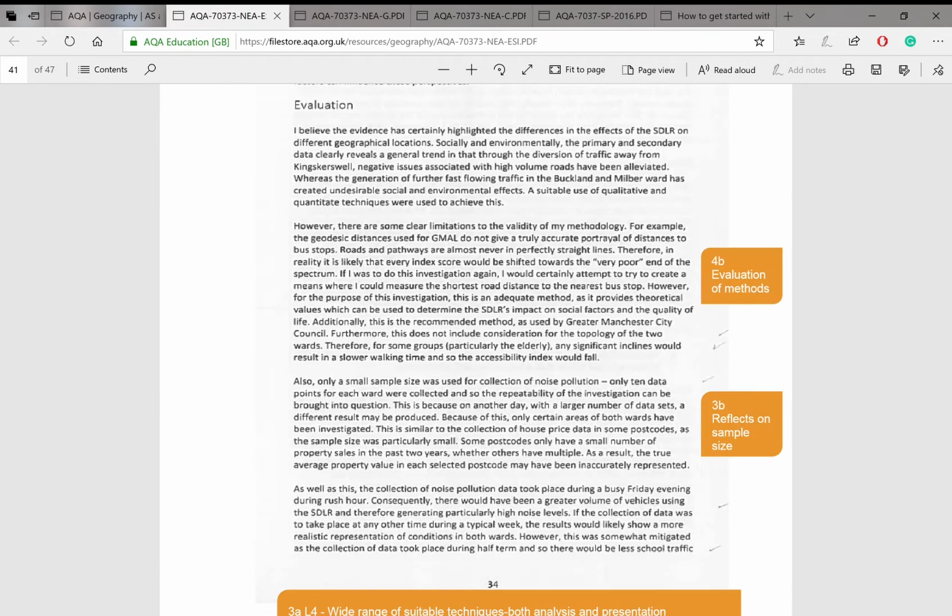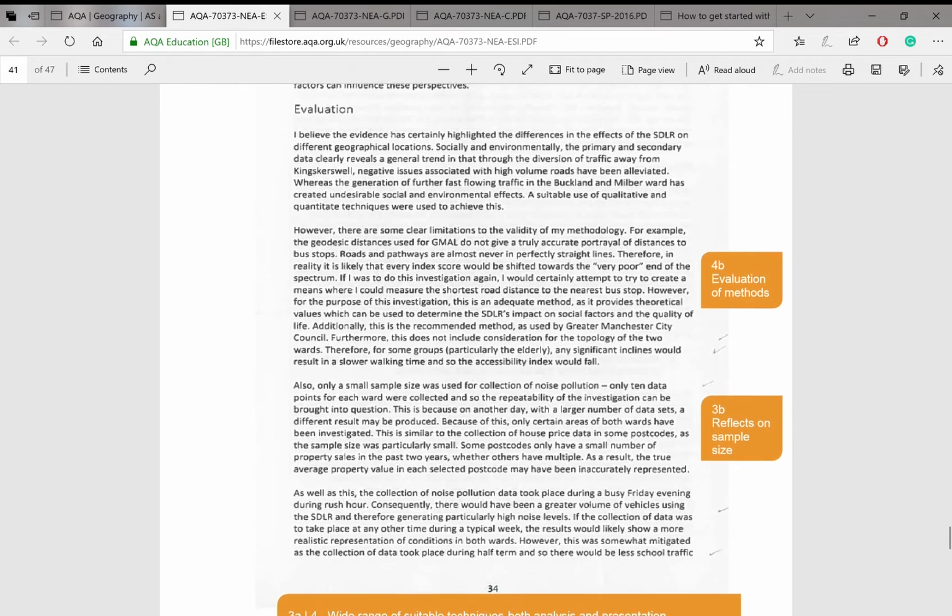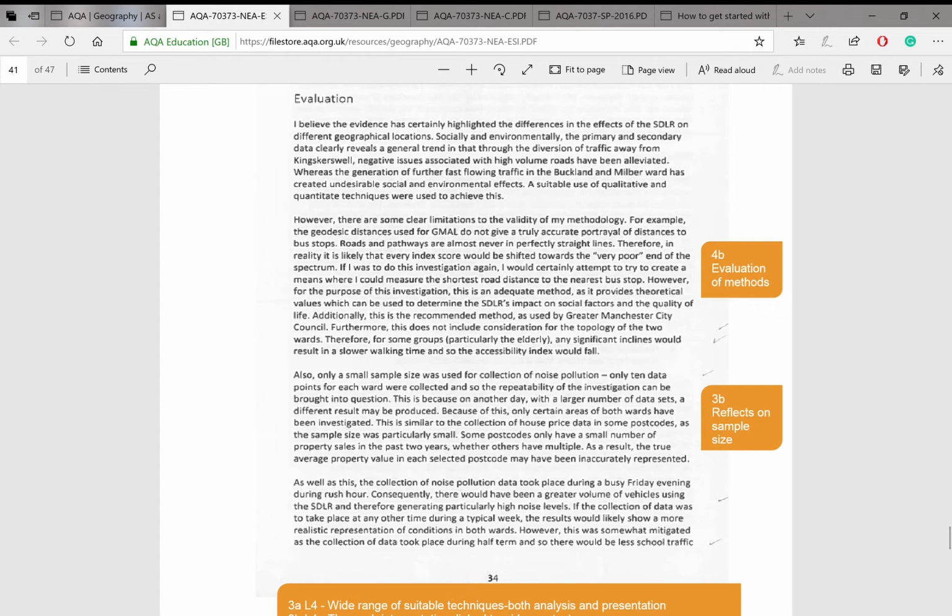So we'll look at the first example. This is its evaluation section. We'll read through it together, and then I will comment on the parts which I like and which are showing signs of hitting those strands of the mark scheme. So just read the first paragraph to yourself and then I'll start commenting on what's good about it.